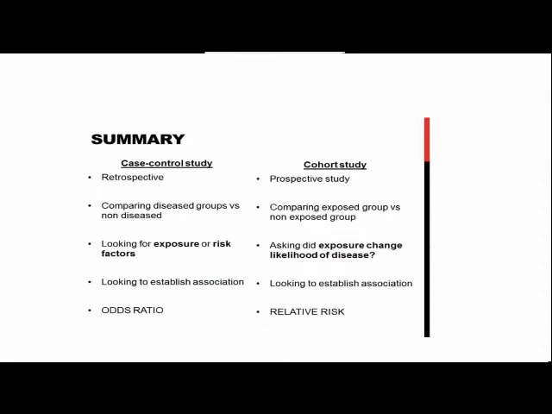So in summary, we can say that it's case control and cohort study. The case control study is the retrospective study going backwards, and the prospective is the forward study. Case control compares disease groups versus non-disease groups, and cohort study compares exposed and non-exposed groups. In the case control study we look for the exposure or risk factors, and in cohort study we ask whether exposure changed the likelihood of the disease. So odds ratio is used in case control study and relative risk is used in cohort study.